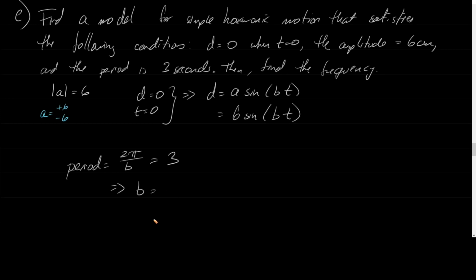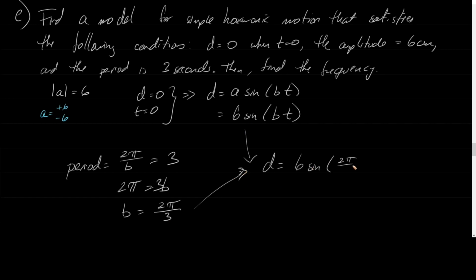And let me not skip some steps. What I did there was I multiplied both sides by b. So I end up with 2 pi is equal to 3b. And then after that, divided both sides by 3. So b is equal to 2 pi over 3. So since b is equal to 2 pi over 3, now we can say, based on these two lines, that d is equal to 6 sine of 2 pi over 3 t.